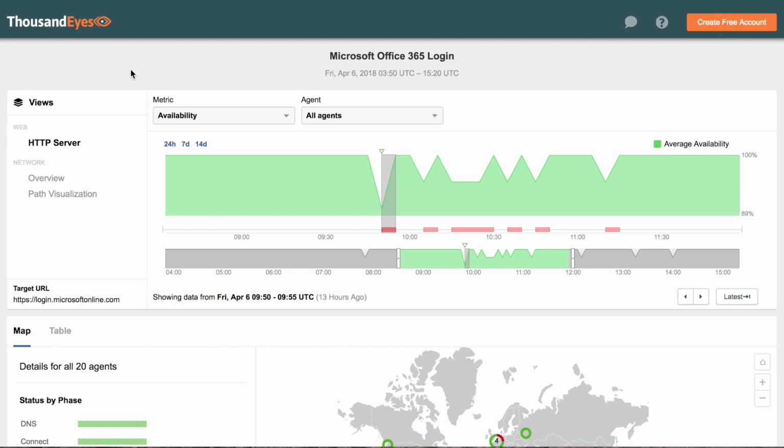So let's take a look at what we see here in one of the ThousandEyes predefined tests to Azure AD. This is the target URL being tested against, and this handles authentication for the Office 365 portal, and this is the part that was failing.